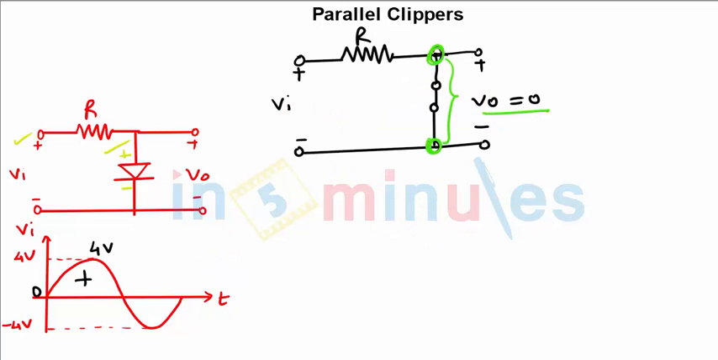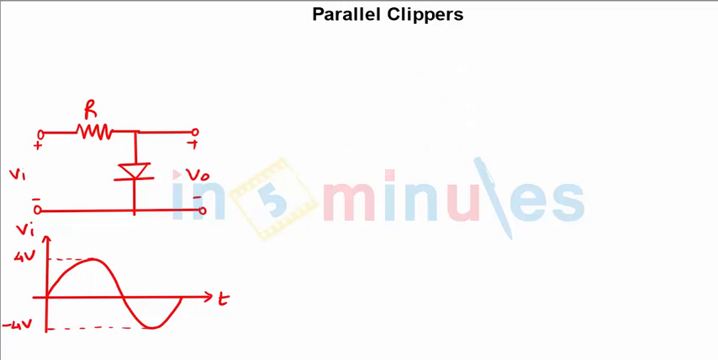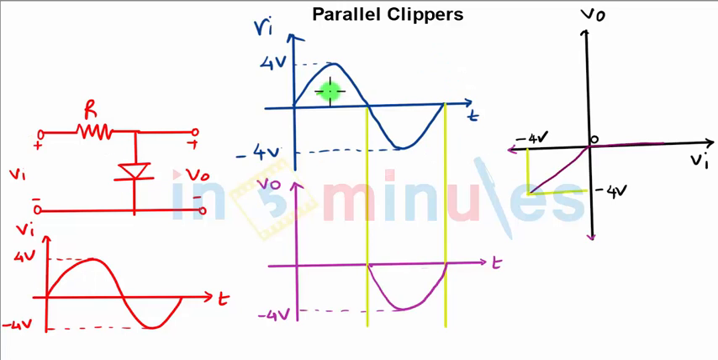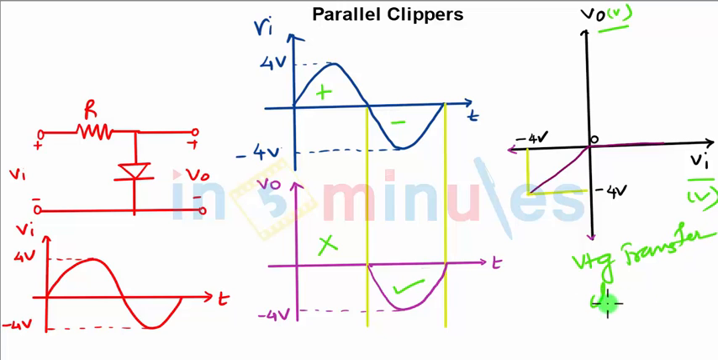Whereas, as we have seen, in the positive half cycle you are getting output voltage as 0. So the entire waveform will look like this. In the positive half cycle, you are not getting any output. In the negative half cycle, you are getting the output, and similarly the transfer characteristics is drawn. Input voltage on the x-axis, output voltage on the y-axis. This is called the voltage transfer characteristics.